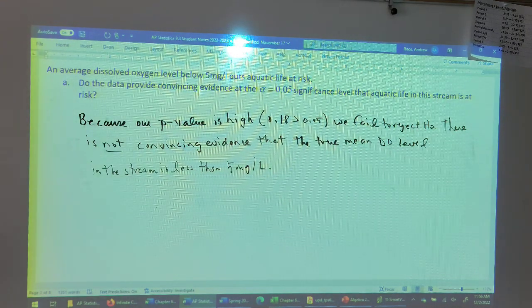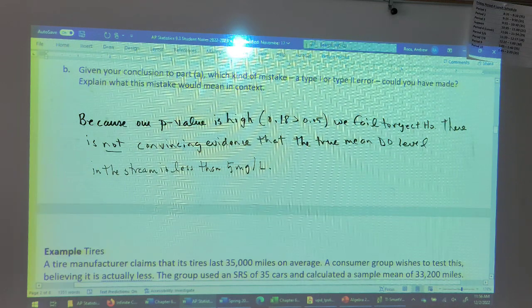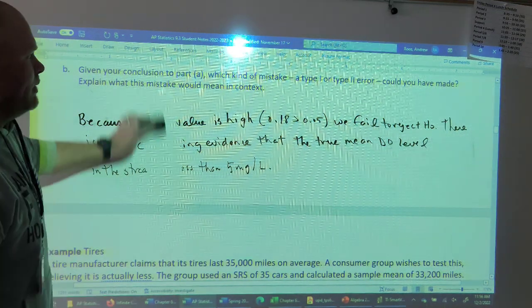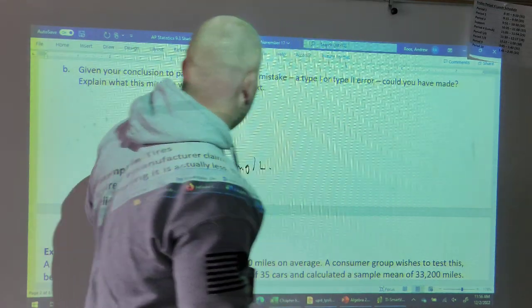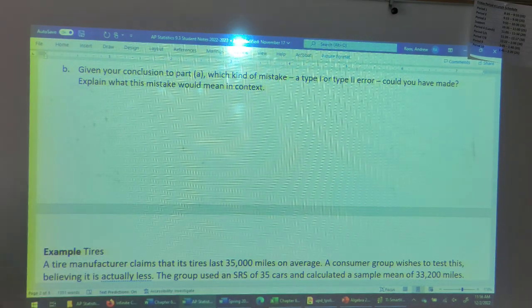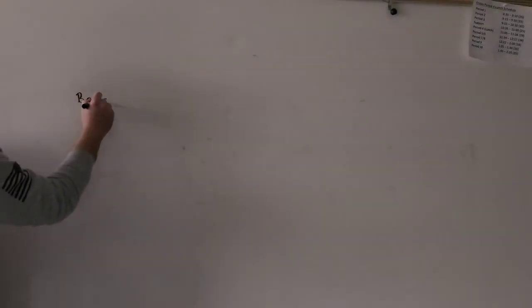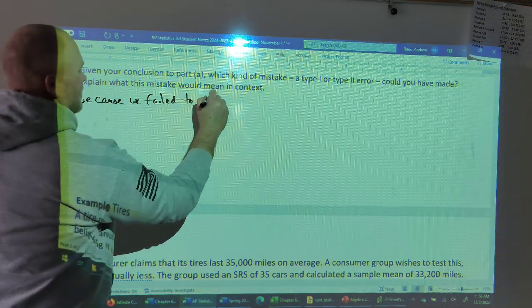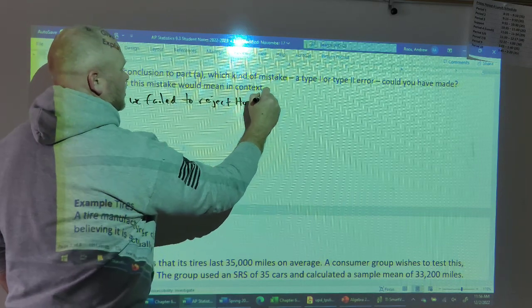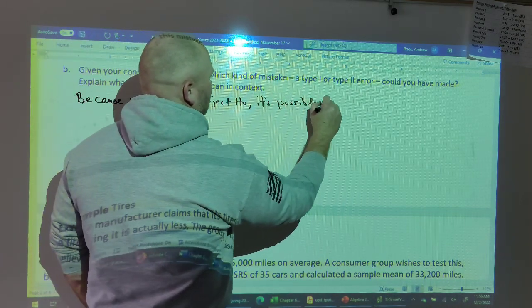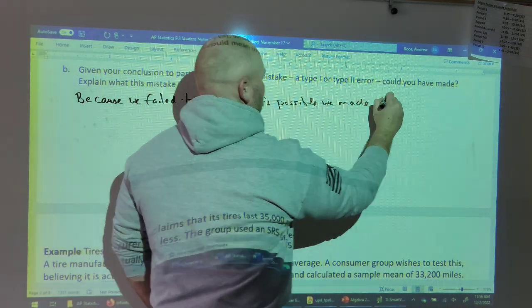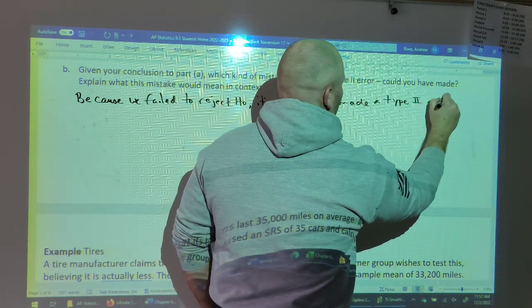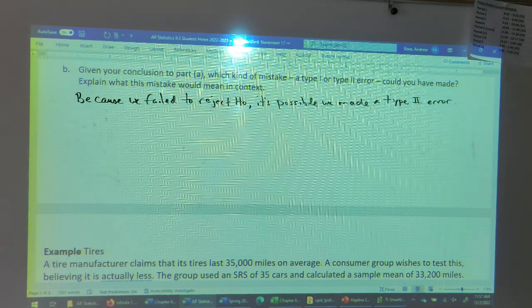All right, part B of that. Given your conclusion to part A, which kind of mistake, type 1 or type 2 error, could you have made? Explain what this would mean in the context. Well, if we fail to reject H0, that means it's possible that we made a type 1 error. Or type 2 error, sorry. Because we failed to reject H0, it's possible that we made a type 2 error.